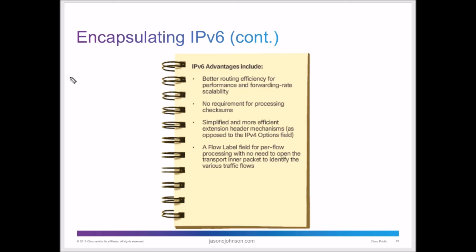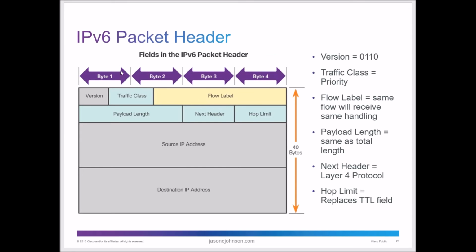Some of the advantages of version 6 are better routing efficiency, no requirement for processing checksums, so they got rid of checksums, simplified and more efficient extension header mechanisms, and a flow label field for per-flow processing, with no need to open the inner transport packet to identify the various traffic flows, which allows for better routing efficiency. So this is the explanation of why we have better routing efficiency. This is the V6 packet header, and it's simplified compared to what it was with version 4. So there's less routing overhead, as I've already said, but you can just see the difference here.